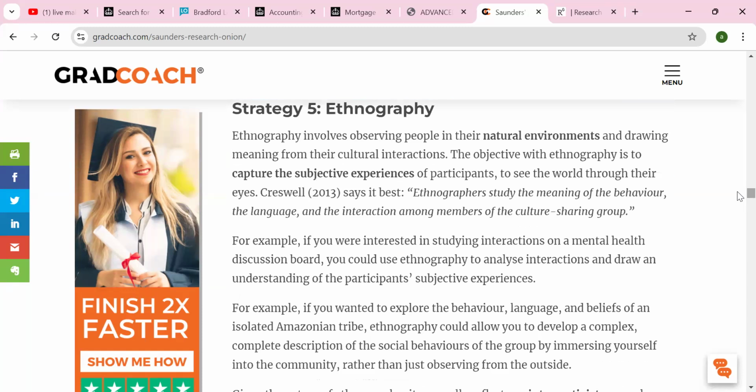ethnography, which involves observing the people in their natural environment and drawing meaning from the cultural interaction. So we can capture the subjective experience of the participant to see the world through their eyes. So that can be practical knowledge.